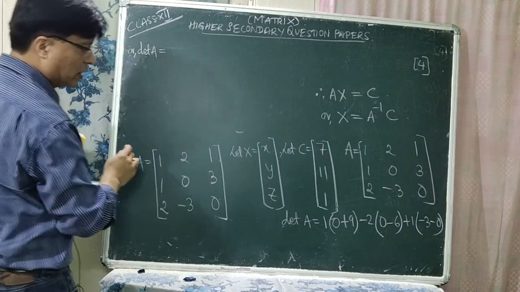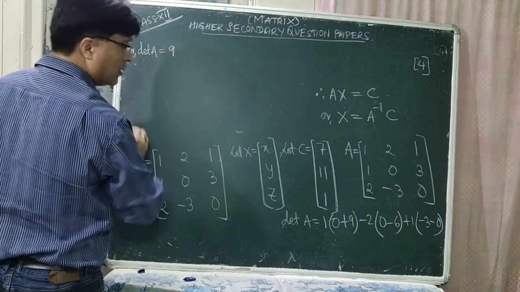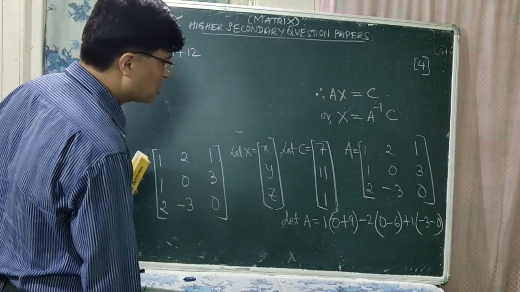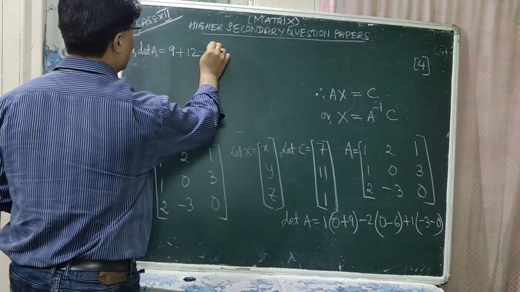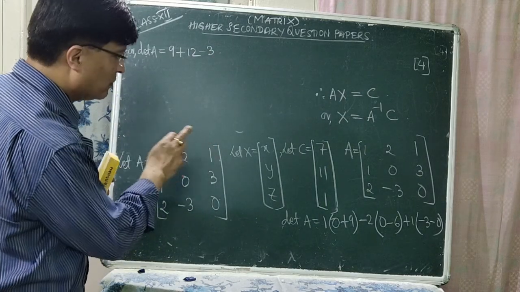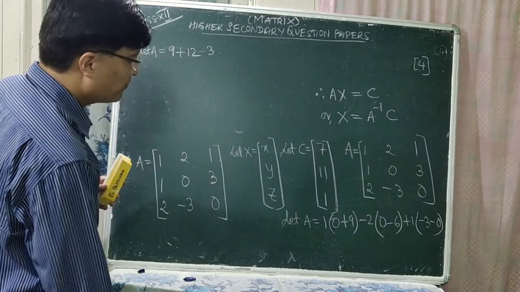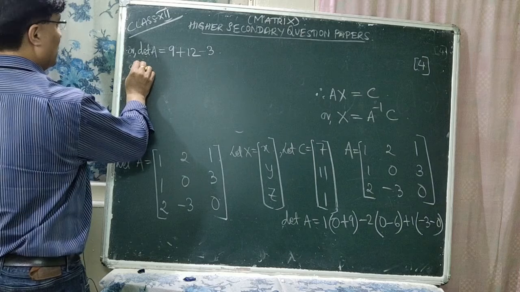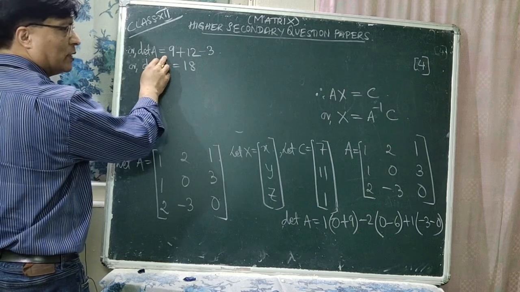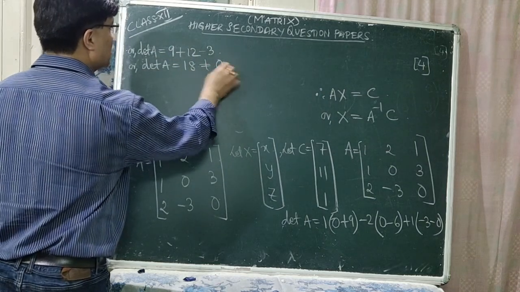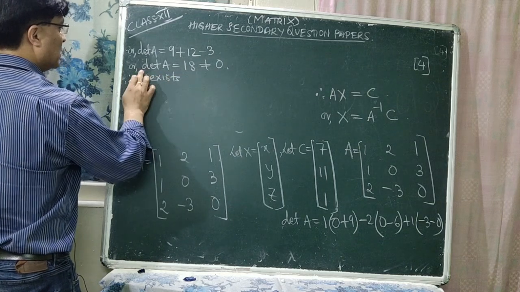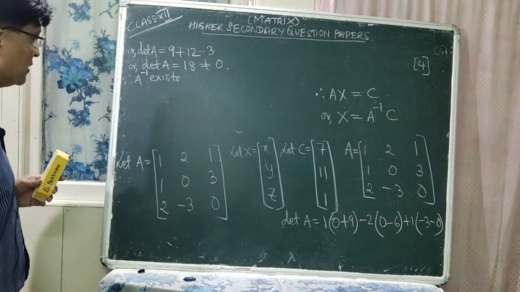So det A is equal to, now you can simplify it: 1 9s are 9, minus and minus plus 12, then the last one is plus and minus, minus 3. So det A is equal to 18. 12 plus 9 is 21, 21 minus 3 is 18, which is not equal to 0. That means A inverse exists. That is, the matrix A inverse exists.